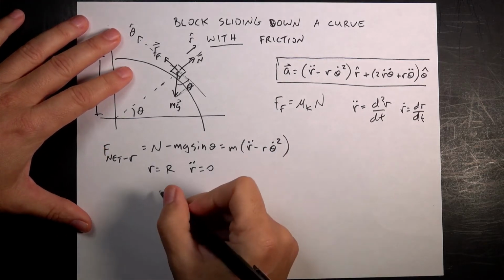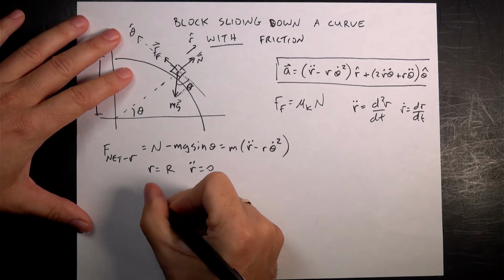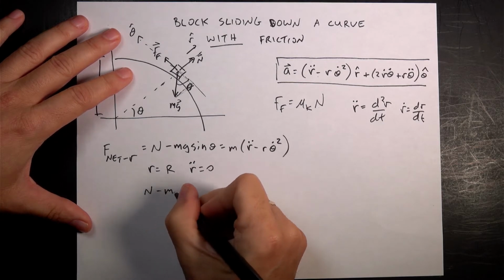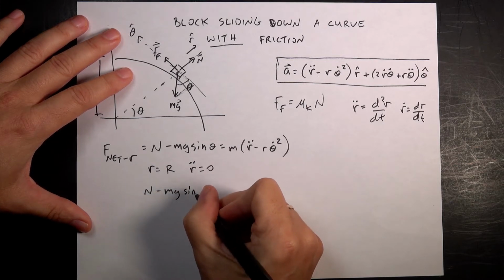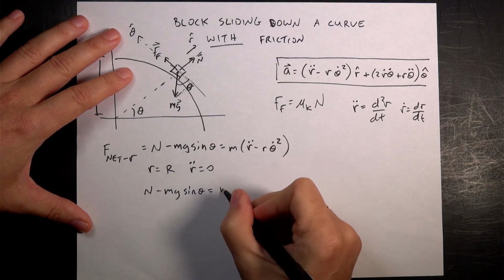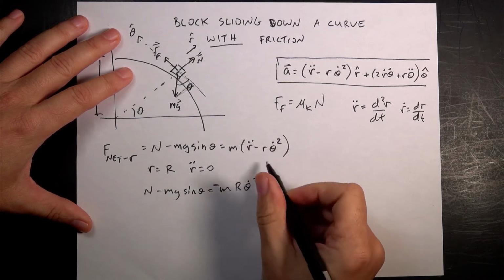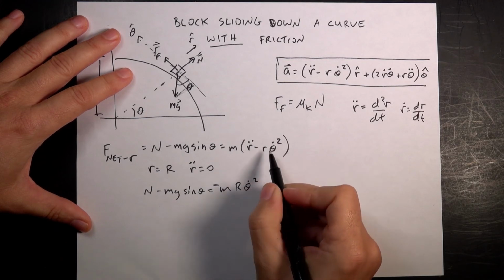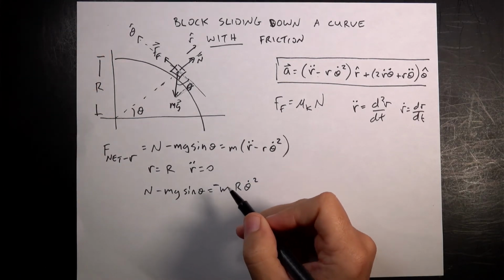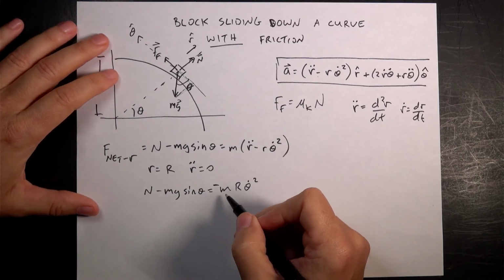So I get the following: n minus mg sine theta equals negative m r theta dot squared. I'm going to use capital R for the variable r, and I get that. I almost missed the minus sign. And now let's solve for n.